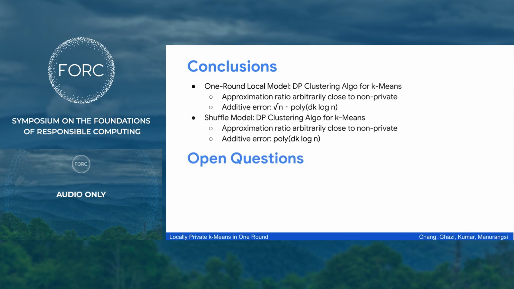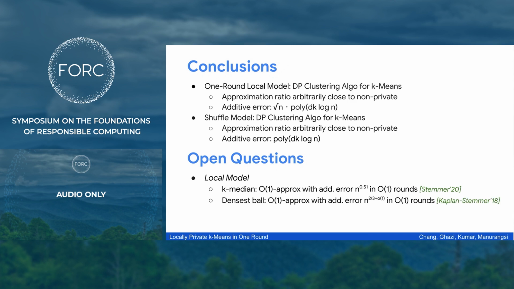In terms of open questions, in our previous work in the central model, we also showed that this three-step framework applies not only just for k-means, but for other clustering problems. However, we do not know yet how to make the algorithm for those problems work in the local model. Specifically, these problems include the k-median problem, in which the objective is the same as k-means, except that now it is the sum of the distance to the closest center instead of the sum of squares. And the densest ball problem, where we are given a target radius r, and we would like to find a ball of size roughly r that contains as many points as possible.